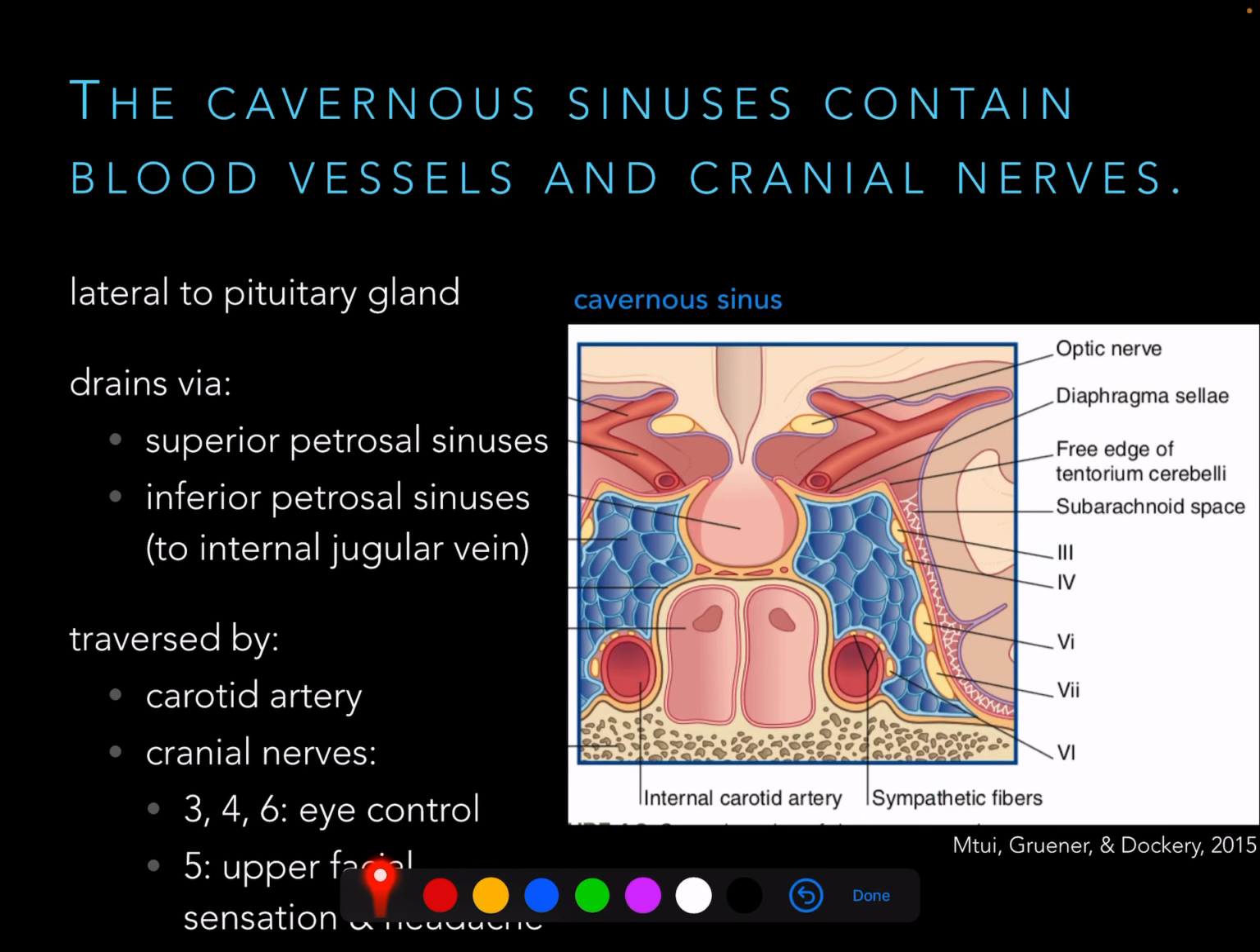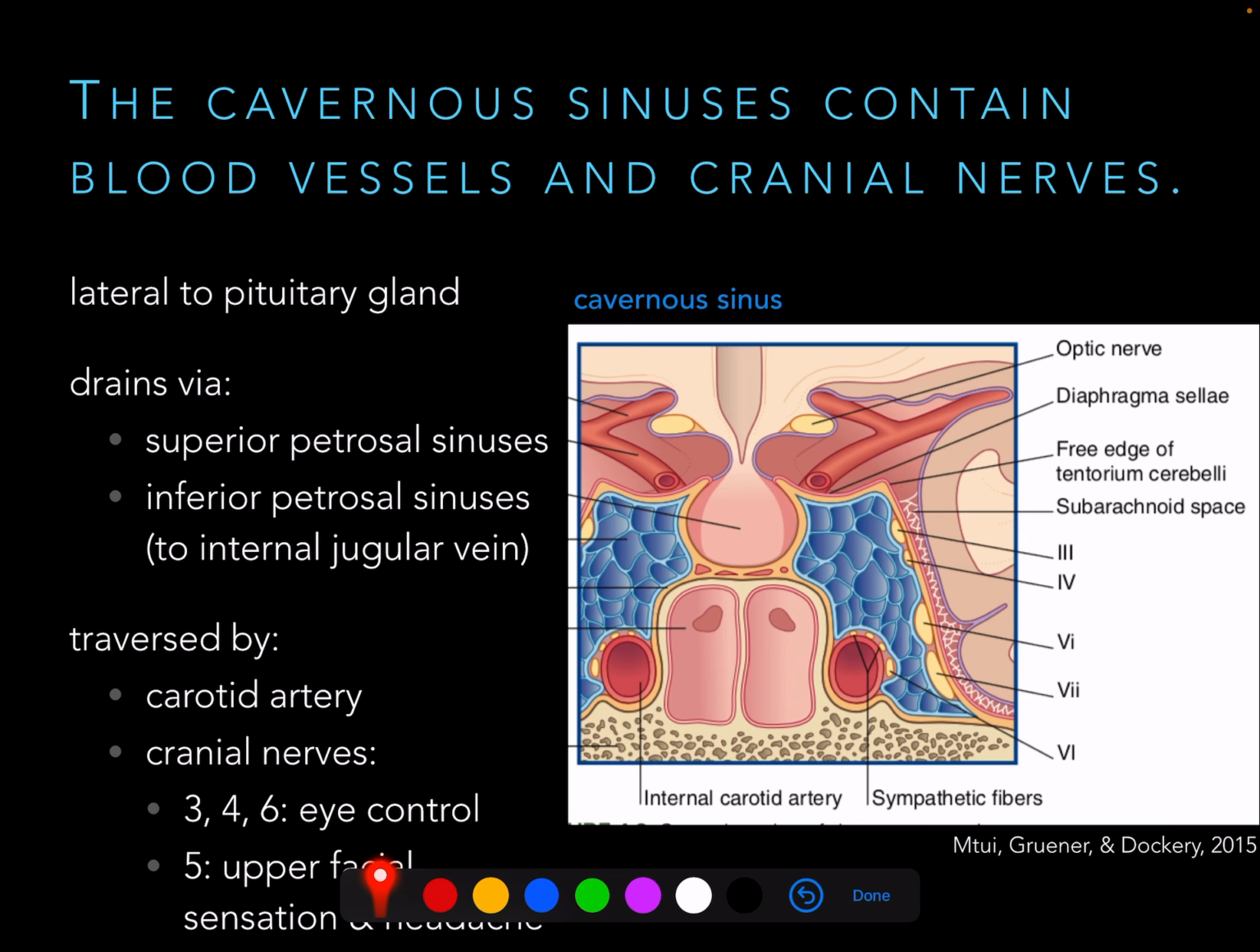First of all, the cavernous sinus surrounds the pituitary gland. So this is where we dump hormones from the pituitary gland, into the cavernous sinus, which then drains into the jugular vein, directly through that inferior petrosal sinus or indirectly through that superior petrosal sinus to the sigmoid sinus. So this is a site where we have hormone release.